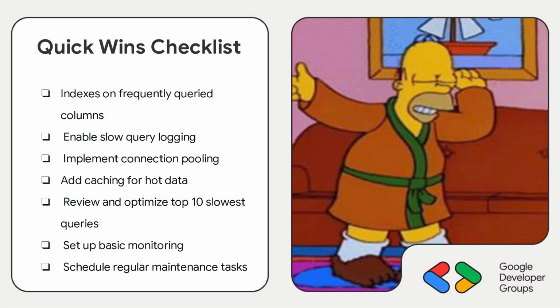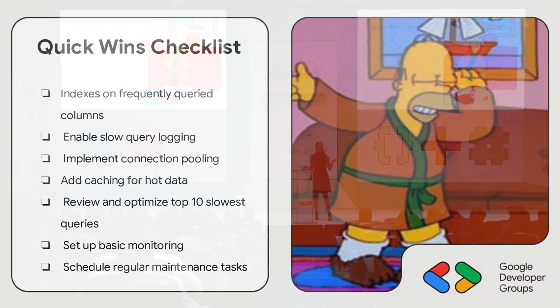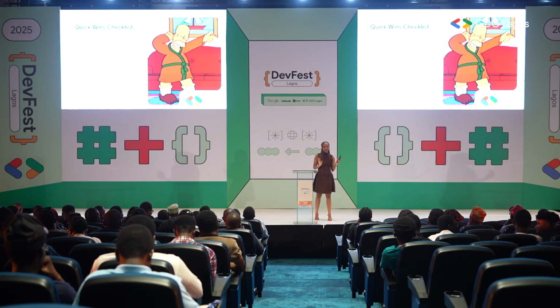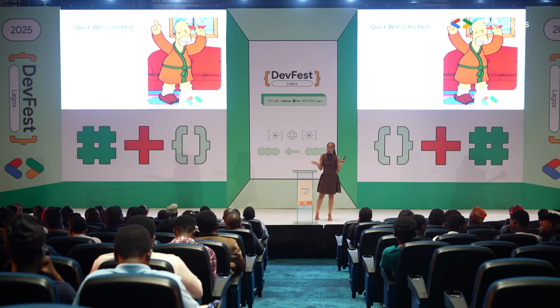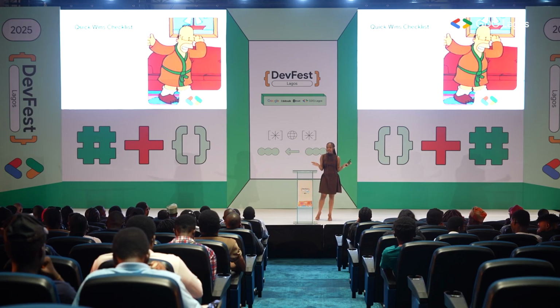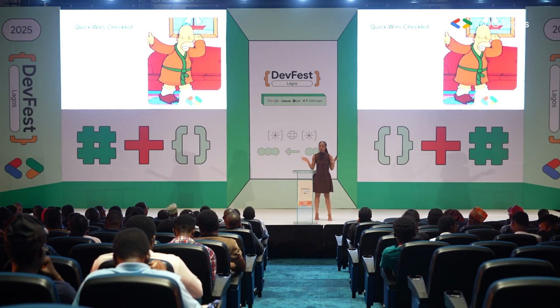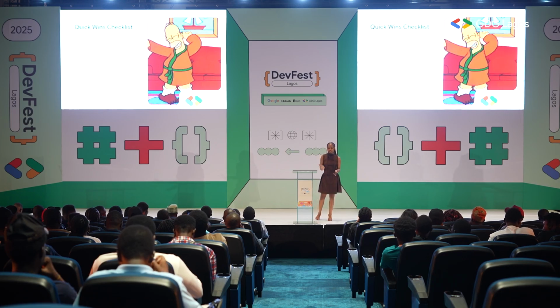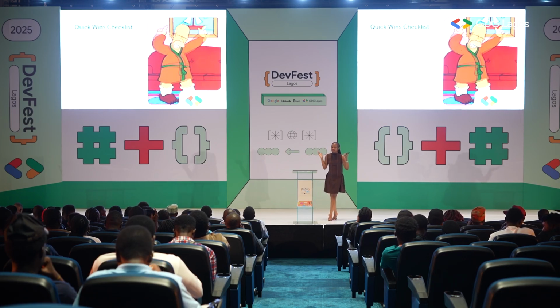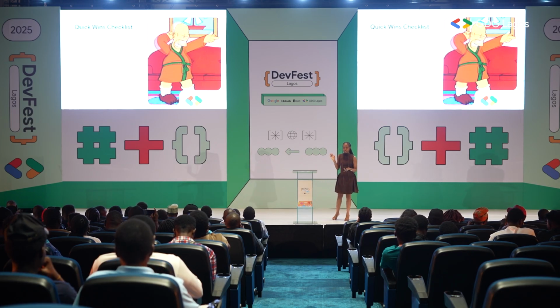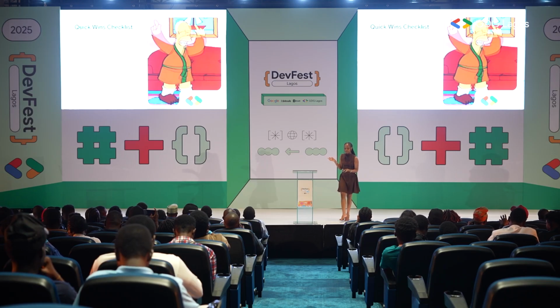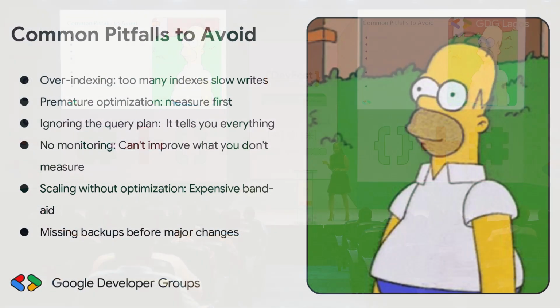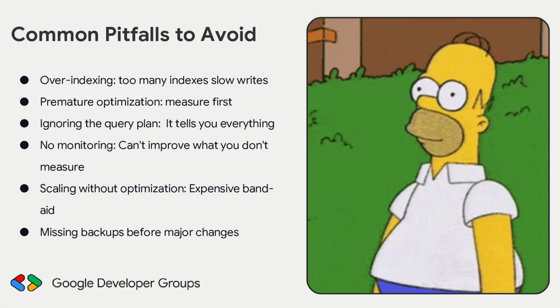So quick win checklist. Index on frequently queried columns. Enable your logs. Implement connection pooling. Add cache for your hot data, right? You don't need to always fetch it. Then review and optimize your top 10 slowest queries. Please do that. Then schedule regular maintenance tasks. What else?